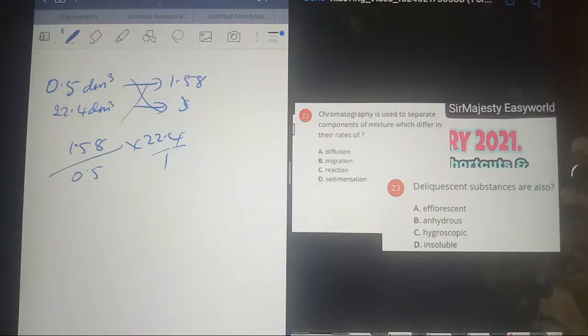So the deliquescent substances are also hygroscopic, though this question is a bit ambiguous. But in this case, answer C, because they will first absorb moisture before turning into liquid. Remember, efflorescent substances are solids that lose water when exposed to the atmosphere. So they get drier by losing water. They are perfect wetting agents and not drying agents.